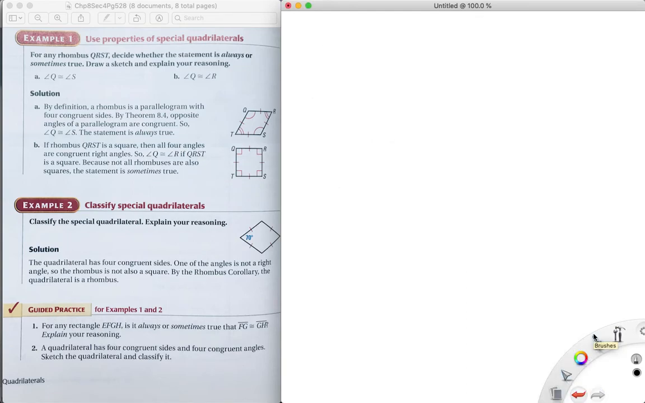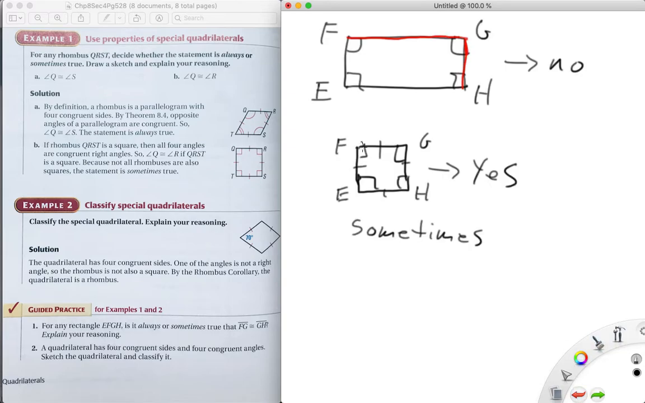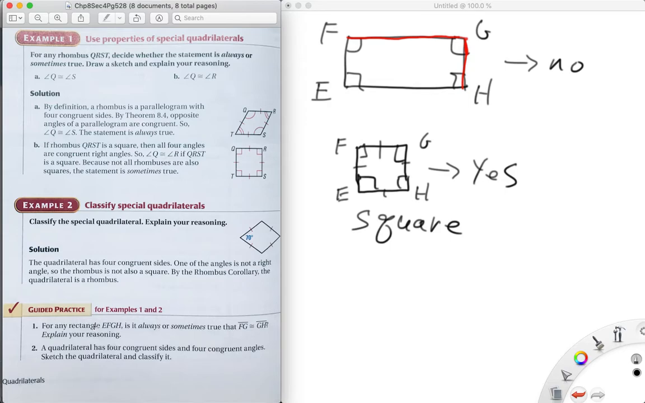Sketch a quadrilateral with 4 congruent sides and 4 congruent angles. Well, okay, I'm going to go back. This is a quadrilateral with 4 congruent sides and 4 right angles, so it's a square. Yeah, it's a square.